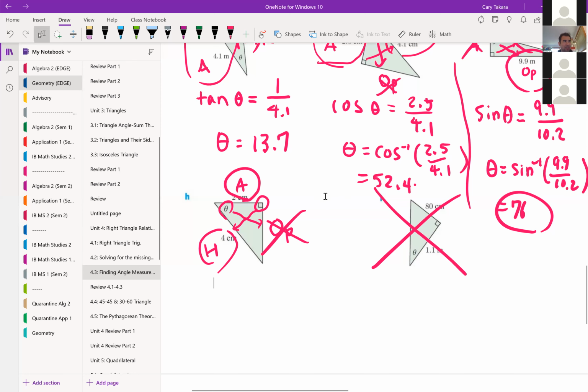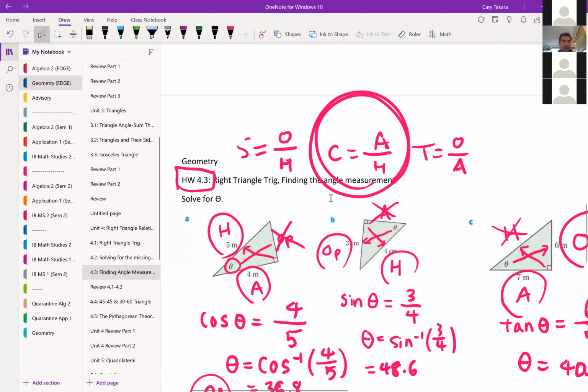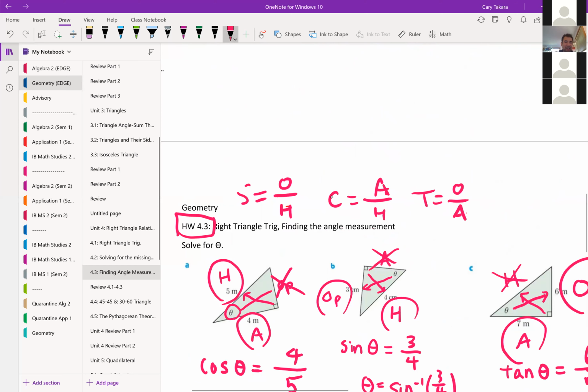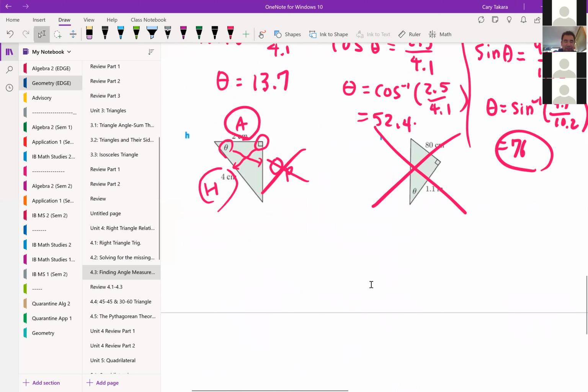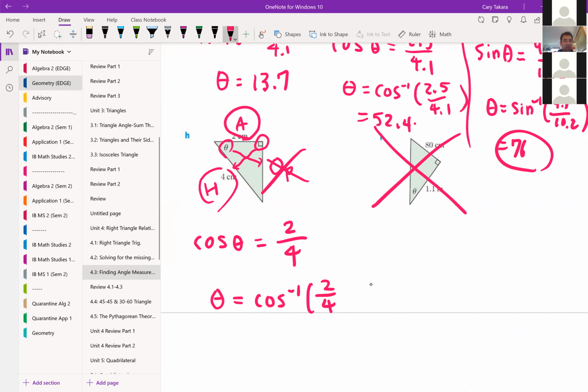So everybody keep going. A and H again is this one, isn't it? A and H. So this is a cosine problem. Does that make sense? Yeah. So this is cosine of theta equals 2 over 4. Theta is inverse cosine of 2/4. Now, what do we get?